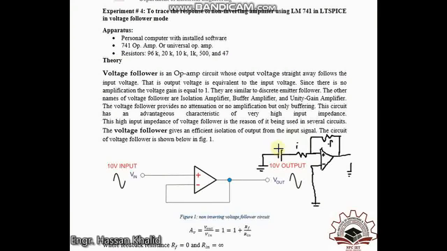Now, in turning this circuit into the voltage follower circuit, what we do is very simple. We just short this feedback resistance. When I do this short, the feedback resistance value will approach 0. When this happens, you can easily say that this thing is now equal to this. If I take the ratio of RF to RIN, it will be equal to 0.